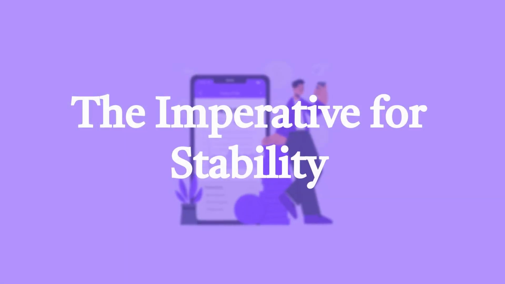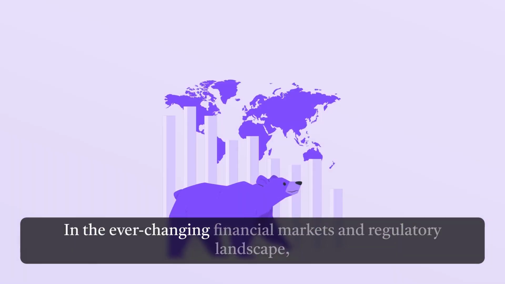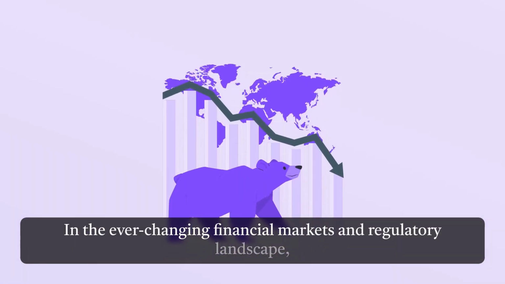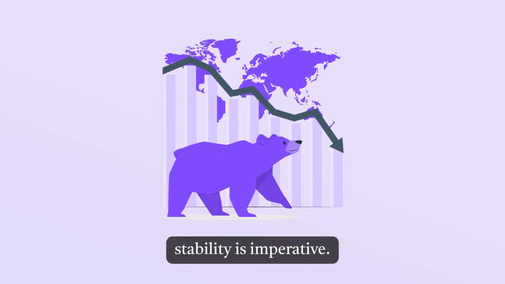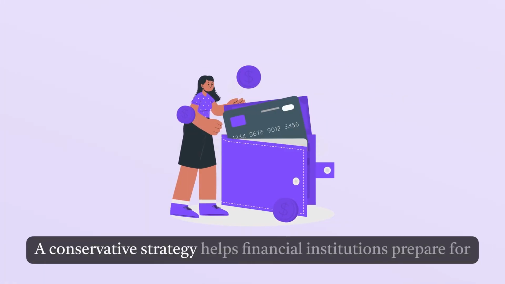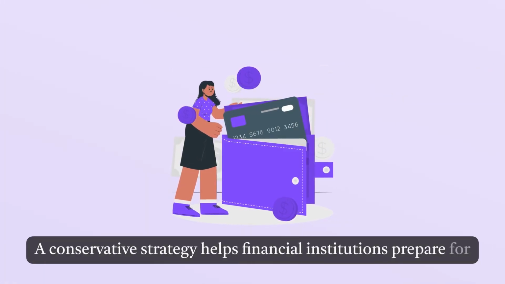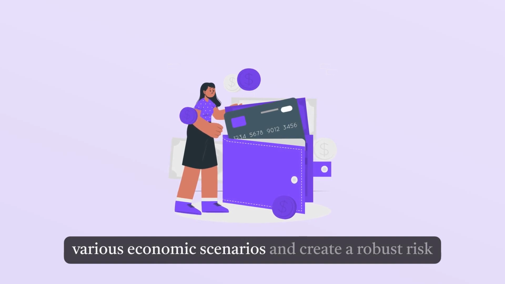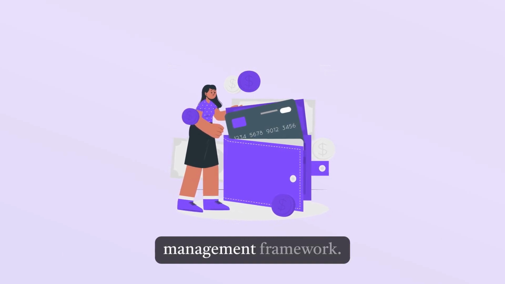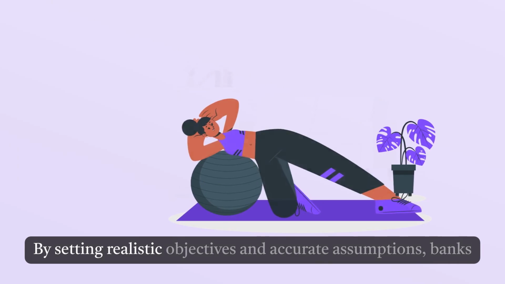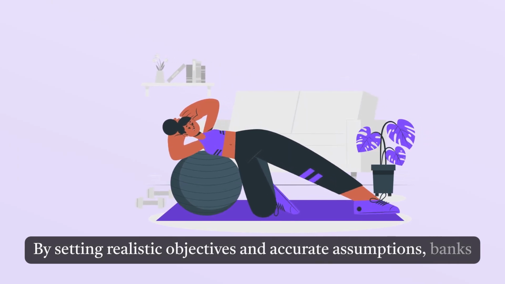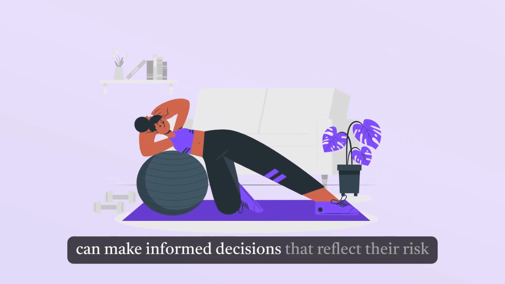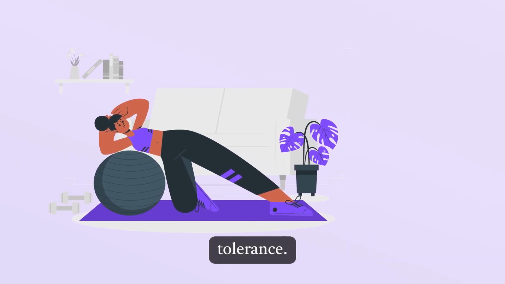The imperative for stability. In the ever-changing financial markets and regulatory landscape, stability is imperative. A conservative strategy helps financial institutions prepare for various economic scenarios and create a robust risk management framework. By setting realistic objectives and accurate assumptions, banks can make informed decisions that reflect their risk tolerance.